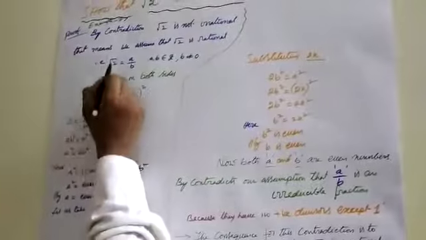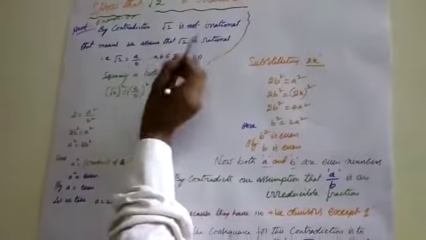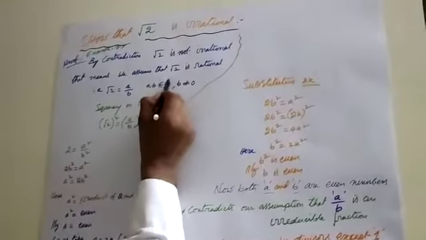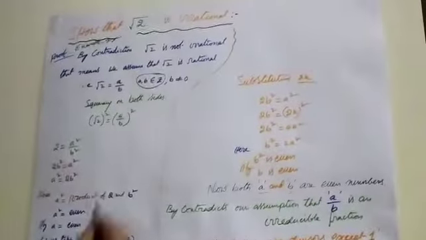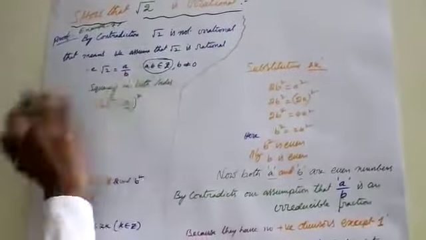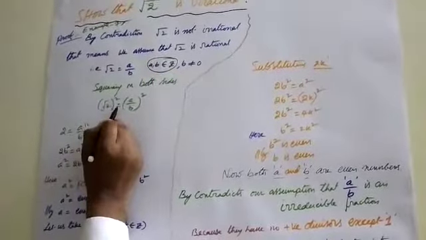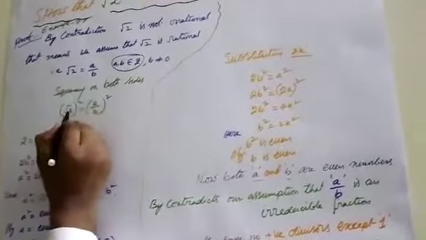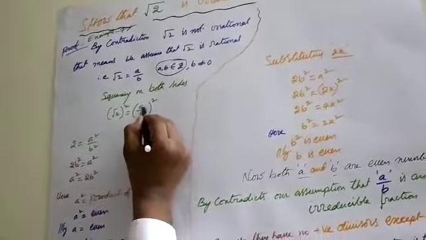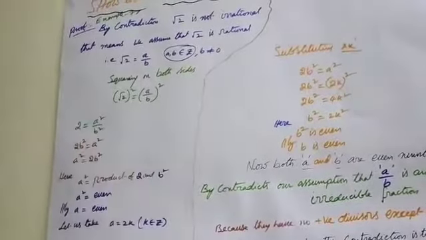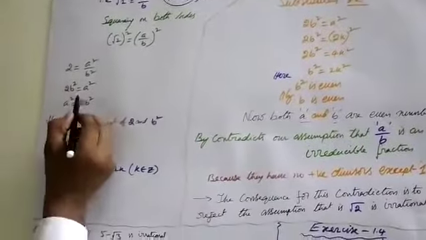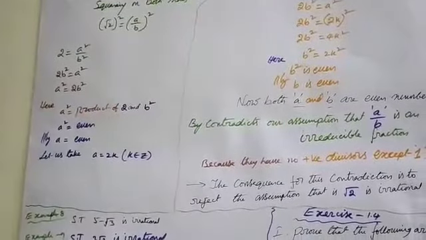What is a rational number? It is in the form p by q. Here take a, b, where a and b are integers and b is not equal to 0. Therefore, root 2 = a by b. Squaring on both sides, root 2 whole squared equals (a by b) whole squared. Root 2 squared is 2, and the square applies to numerator and denominator, so a² by b². Cross multiplying, 2b² = a². Therefore, a² = 2b².